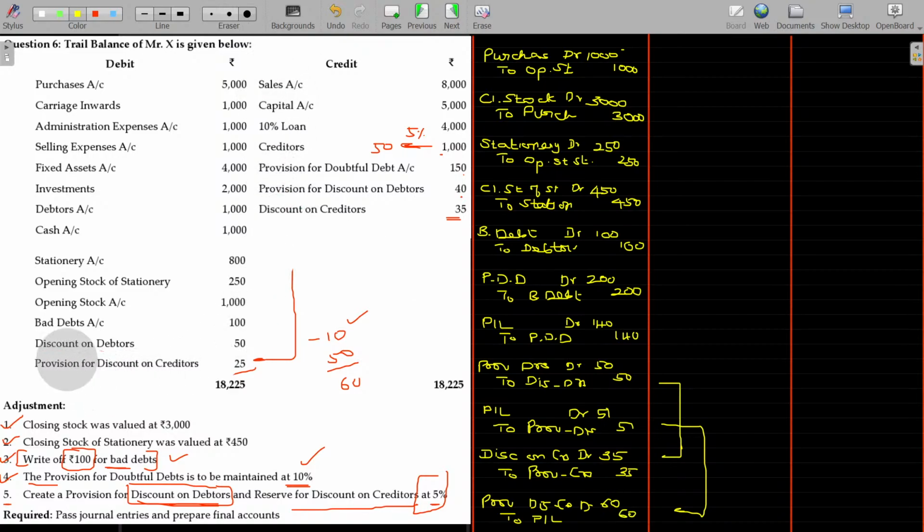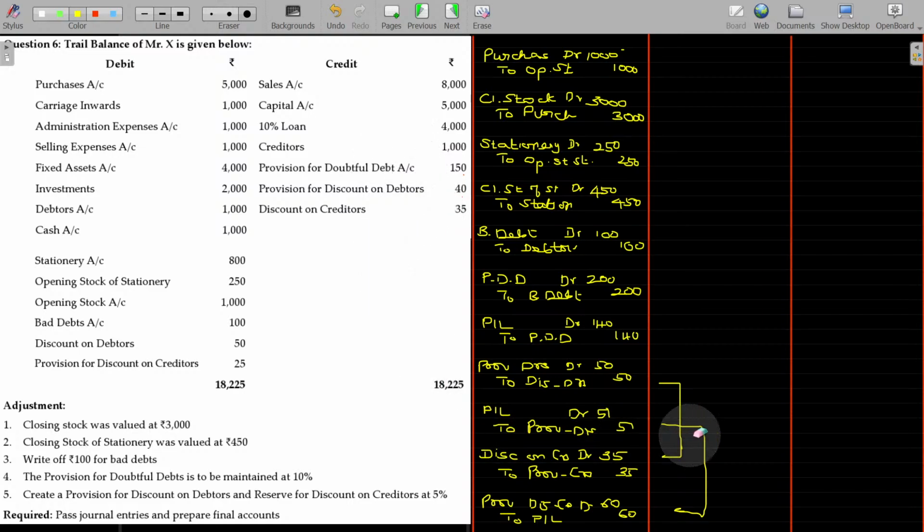Hope you could now understand passing the entries for all these adjustments. Is that okay? Of course, you need not pass all these adjustment entries, but it is better to understand. Now let me incorporate these adjustments in the trial balance, as if the adjustments had been incorporated before the preparation of the trial balance. If you could have passed the entries of these things before the preparation of the trial balance, how could the trial balance be? Let's see here now.